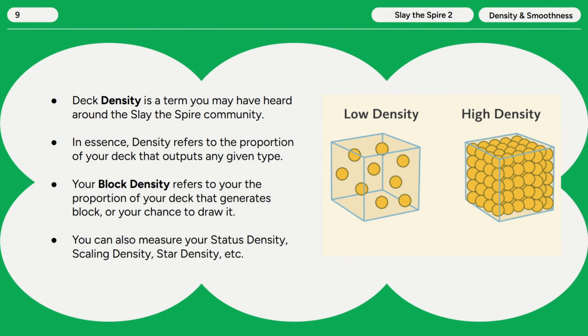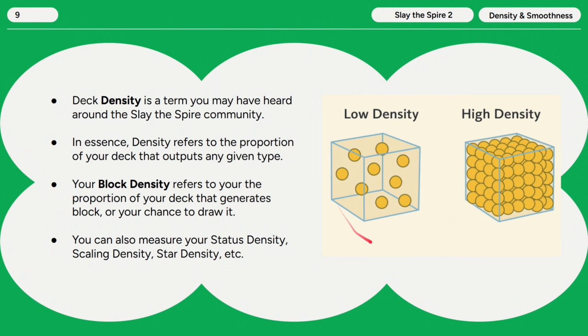Your block density refers to the proportion of your deck that generates block, or sometimes people use block density to mean your chance to draw block as well, although those two things aren't exactly the same. Just because 30% of your deck is block cards doesn't mean you have a 30% chance to draw a block hand. We'll go into those numbers a bit as well. You can also measure your status density, your scaling density, your star density on the Regent, especially something that you might have.